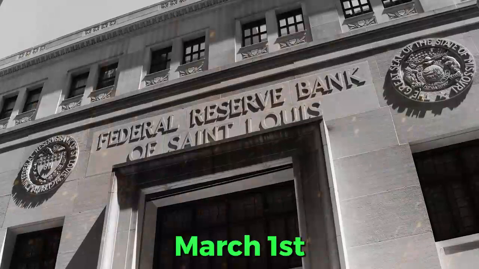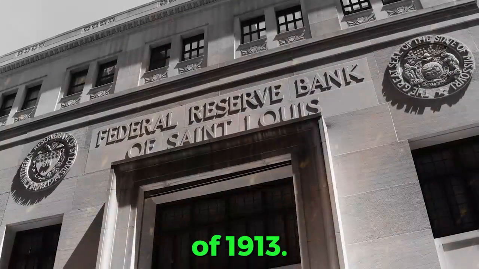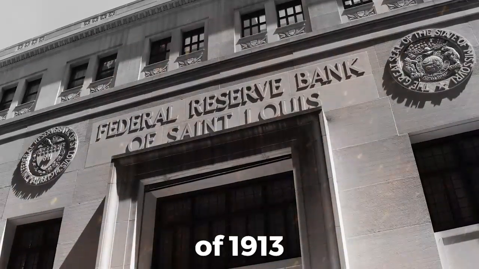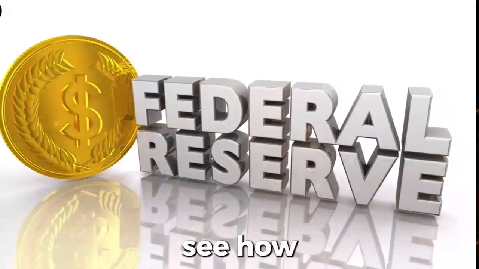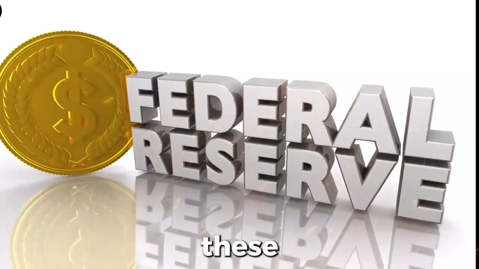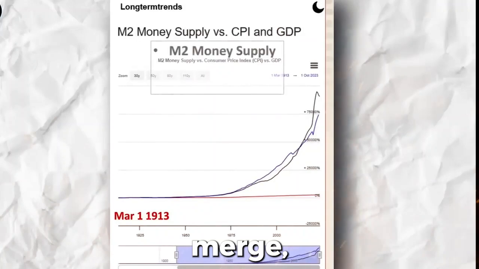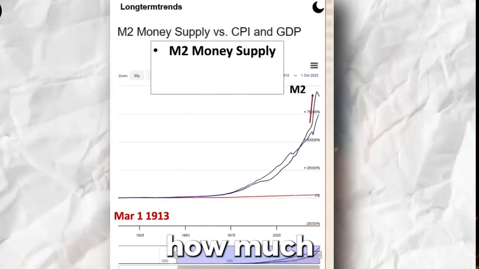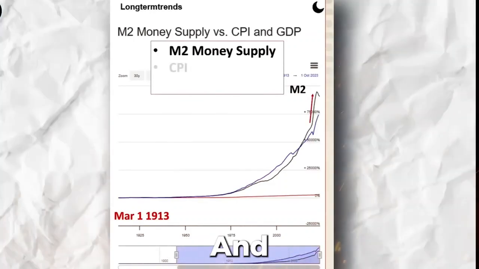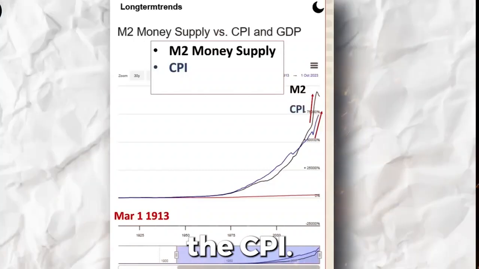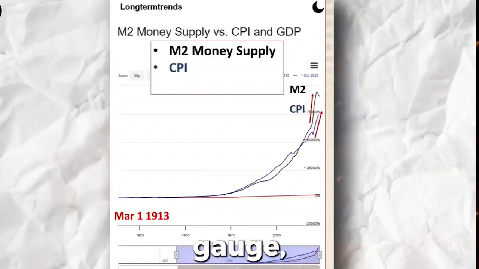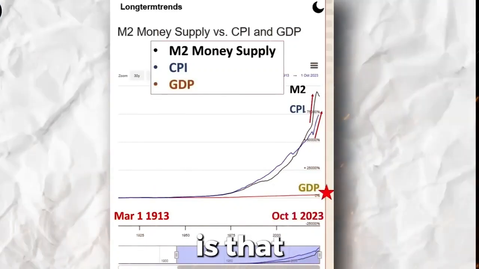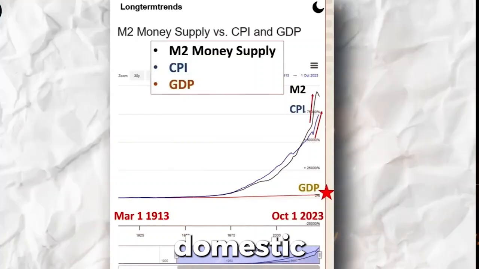And we're going to start on March 1st of 1913. And then the Federal Reserve was installed in December of 1913. And you can see how all of these lines and graphs merge, right? So the black line is the money supply. You can see how much that has gone up. And then the blue line is the CPI, so the inflation gauge, consumer price index. And that line down there is the GDP, gross domestic product.